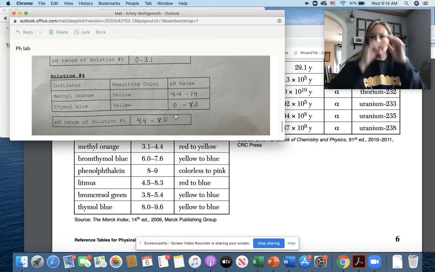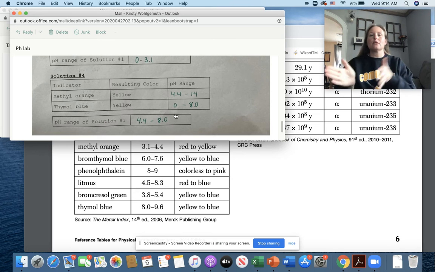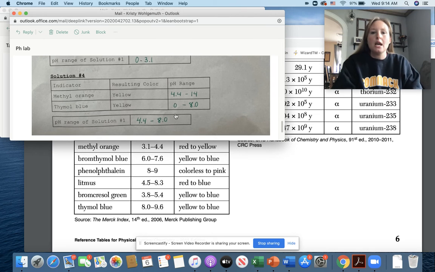This one was a little tricky because it wasn't just a 0 to something or something to 14. I gave you some ranges in between. So we have methyl orange is yellow. So that means we're somewhere between 4.4 and 14. Okay, huge range there. Then thymol blue is going to turn yellow. Yellow is going to show up between a pH of 0 and 8.0.